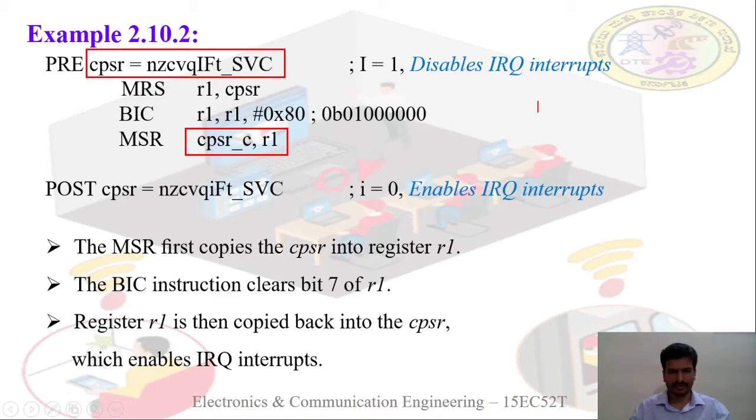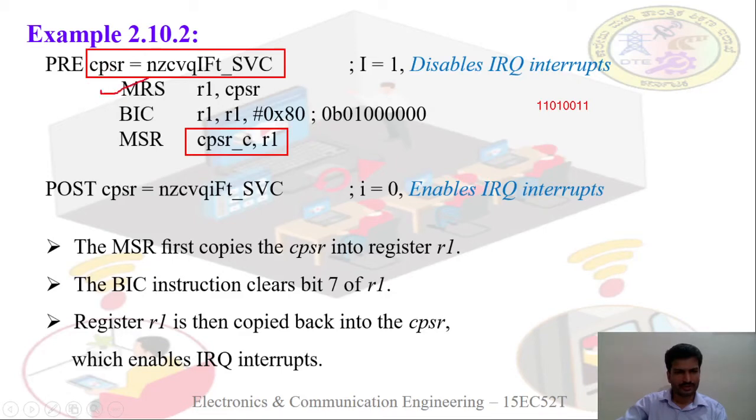So what is the control field? IFT. In the ARM controller, you mention capital I for 1 and small i for 0. So I is 1, F is 1, T is the Thumb state, which is 0, meaning the ARM state, and it is also in SVC mode, the supervisor mode. For supervisor mode we have to enter 10011. Now this is the current status of the CPSR register.